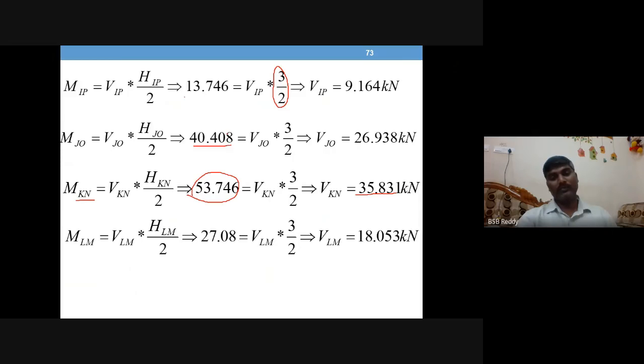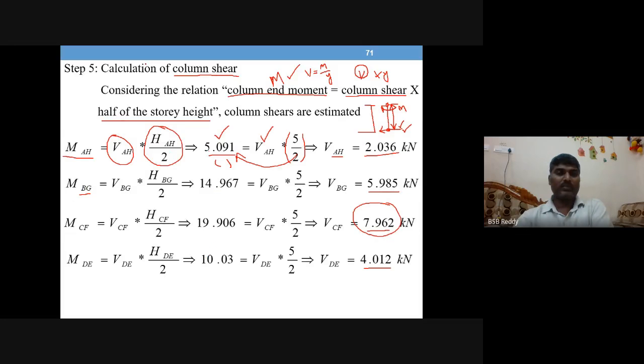So 40.408, 13.746, 27.08, all these are the column end moments calculated in step 4, divided by half of the column height, which will give you all these column shear values. Okay. So this is the simplest calculation that you can make to arrive at all these step 5 values. Column shear calculation is much simpler.